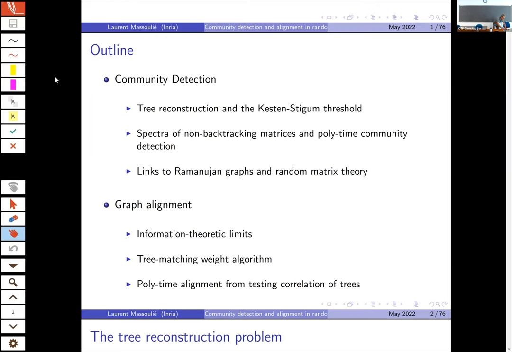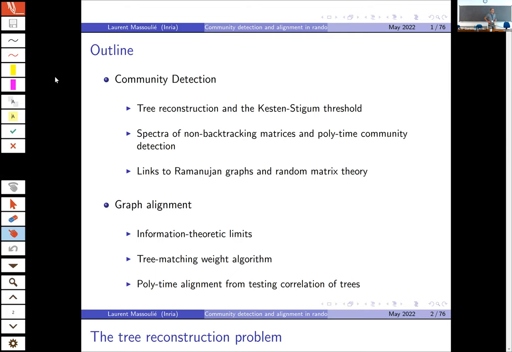All right. So first off, community detection, I'll talk for roughly three hours about that. And then the last three sessions will be on graph alignment.